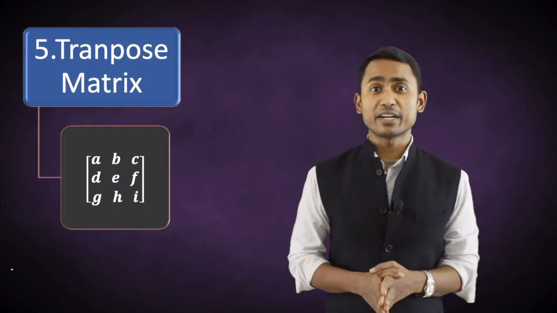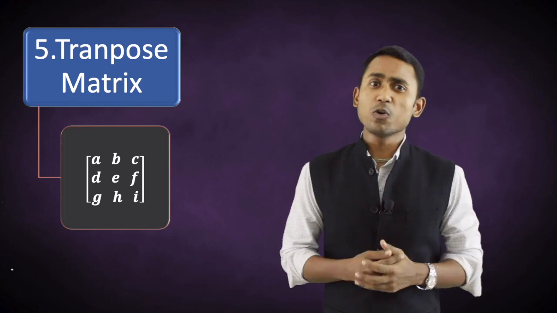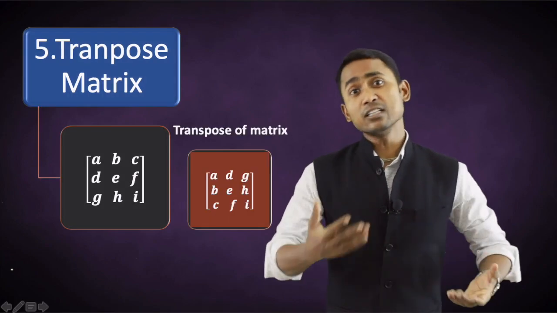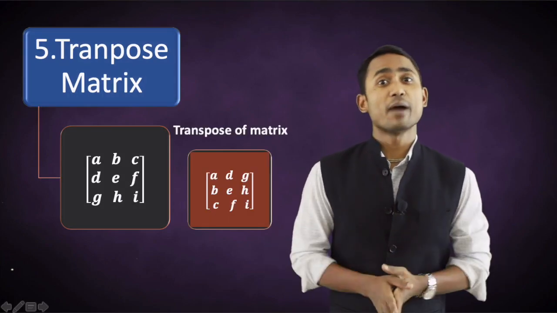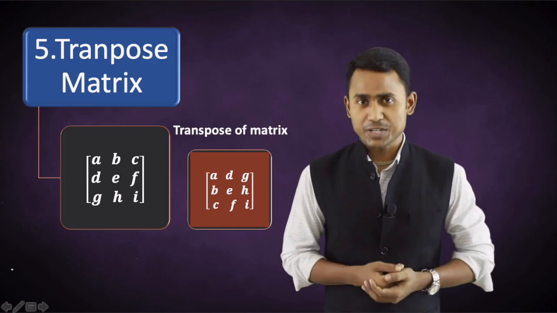Then transpose of a matrix. Let's say we have a matrix A as here, and if we interchange the rows and columns, then we get another matrix. It is called the transpose of the matrix, represented by A power t or A dash.